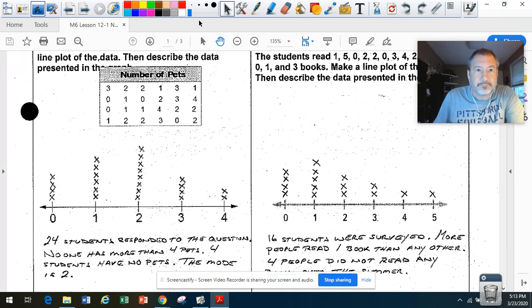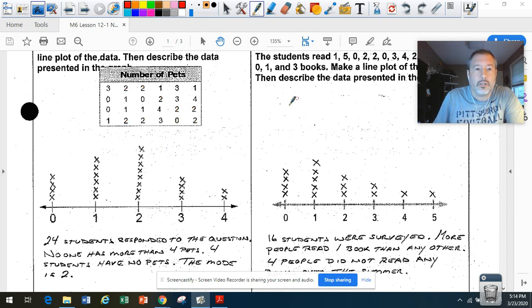Let's go with the 1. Pull up my pen here. The 1, we got 1, 2, 3, 4, 5, 6. So 6 X's above the 1 or 6 dots. So let's move on here to the 2. So I got 1, 2, 3, 4, 5, 6, 7, 8. I have 8 X's above the 2, which tells me I have 8 people who have 2 pets.